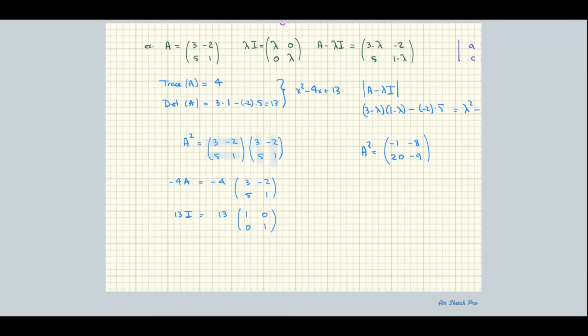Now I want to find negative 4a. And this is scalar multiplication times a matrix. It works just the same as scalar multiplication times a vector. Multiply everything in sight by negative 4. So this is going to give me negative 4 times 3, and negative 4 times 5, and negative 4 times negative 2, and negative 4 times 1.